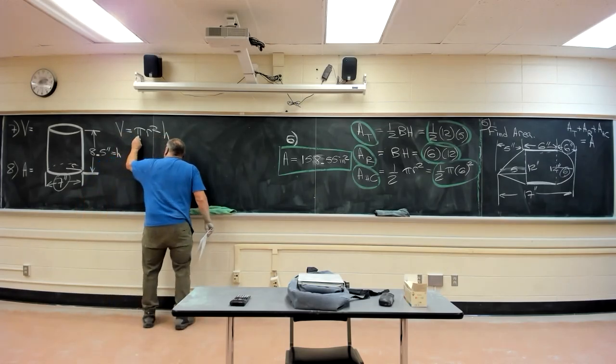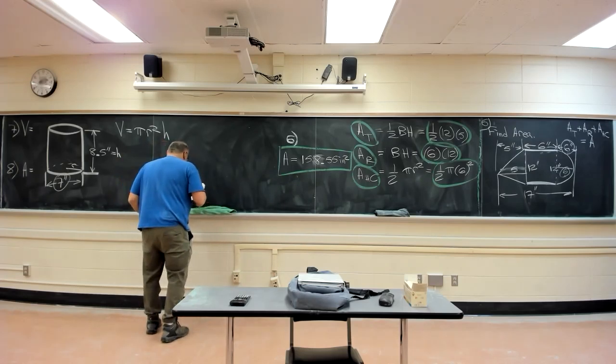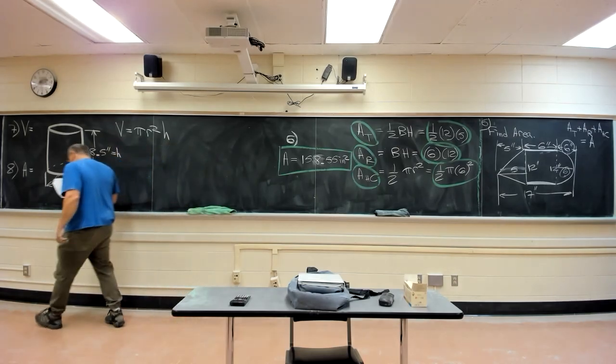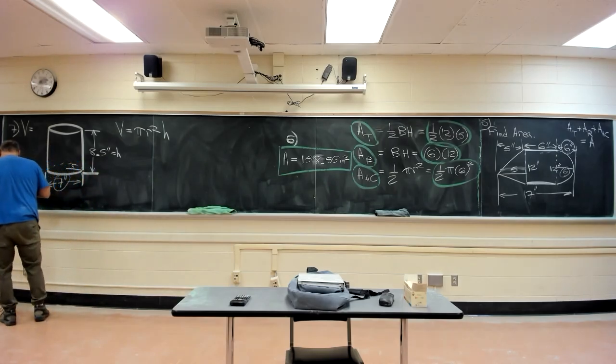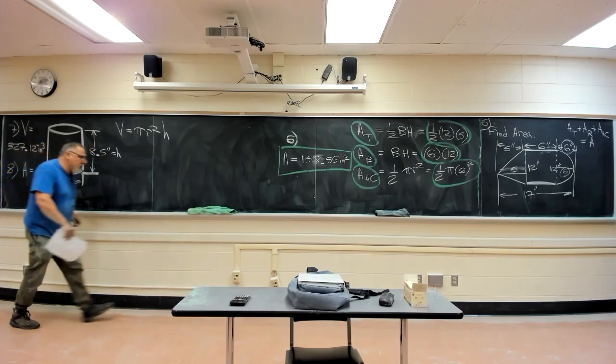Pi is about 3.1415926. R is half of 7, which is 3.5, square it, and h is 8.5. Grind those numbers, and let's see what they're trying to say. We grind those numbers, then we round it to the hundredths. That's 327.12 inches cubed.